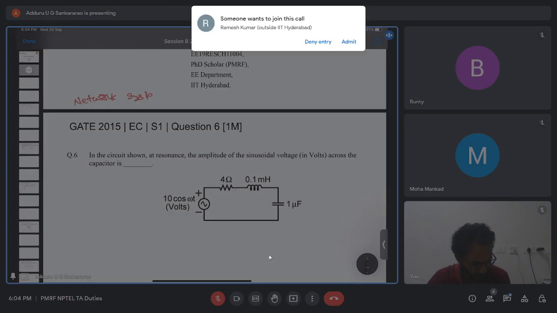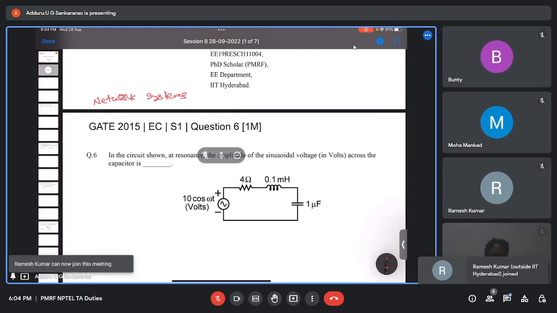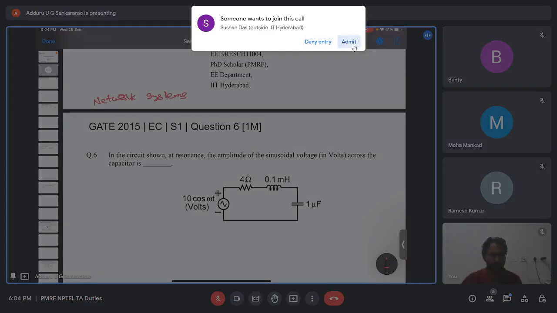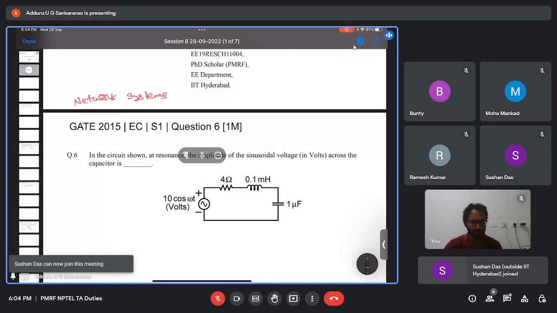So, we will take some of the previous problems, questions from previous year question papers, and we will try to solve those problems by learning the related concepts and all.